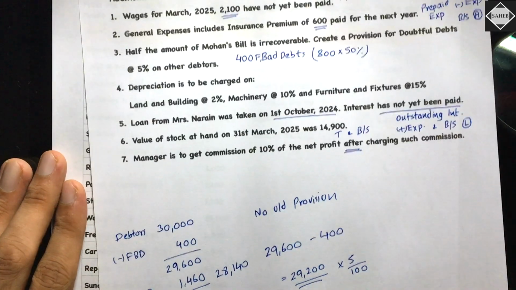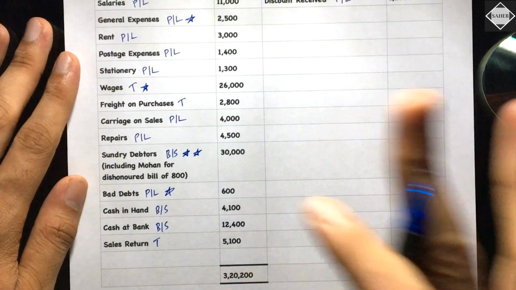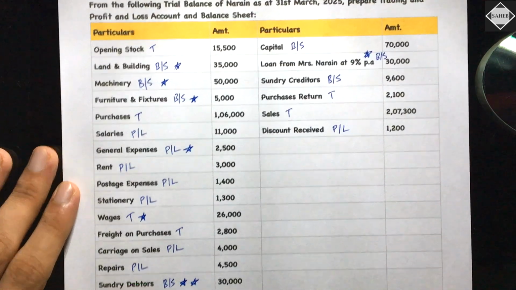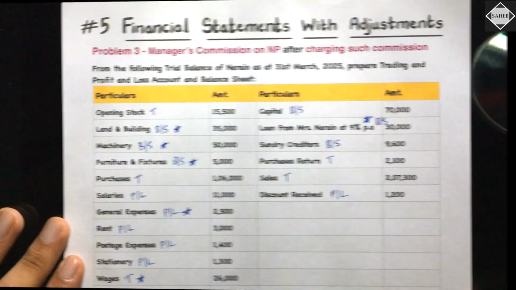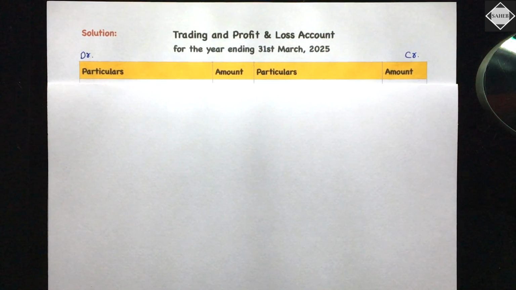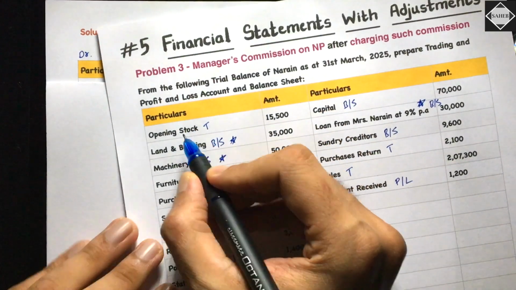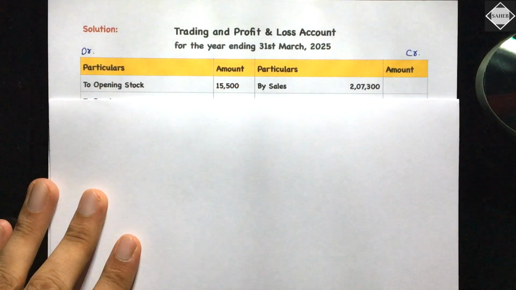Let's go to the trading account now. We have marked everything, no? All the adjustments, everything has been marked. Now let's go to the trading account and see how to solve this. Here we have the trading account. Let's start. First we are going to take the opening stock. How much is it? 15,500. Let's take it, 15,500.